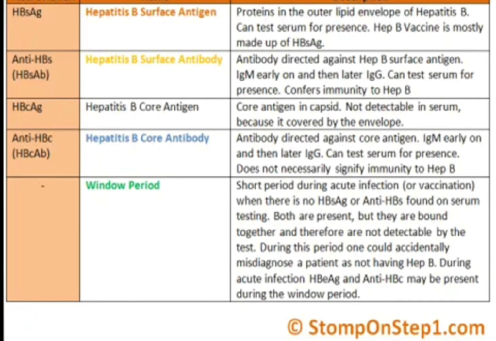Then the window period. There is a short period during acute infection or vaccination when there is no hepatitis B surface antigen or anti-HBs found on serum testing. So when you test the serum for HBsAg or anti-HBs, you're not going to find any of them. Both are present but they are bound together and therefore are not detectable by the test. During this period, one could accidentally misdiagnose a patient as not having hepatitis B during acute infection. Hepatitis B e antigen and anti-HBc may be present during the window period.